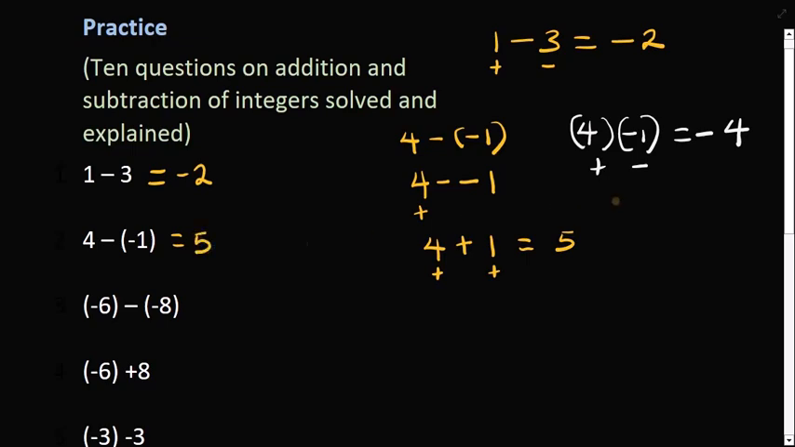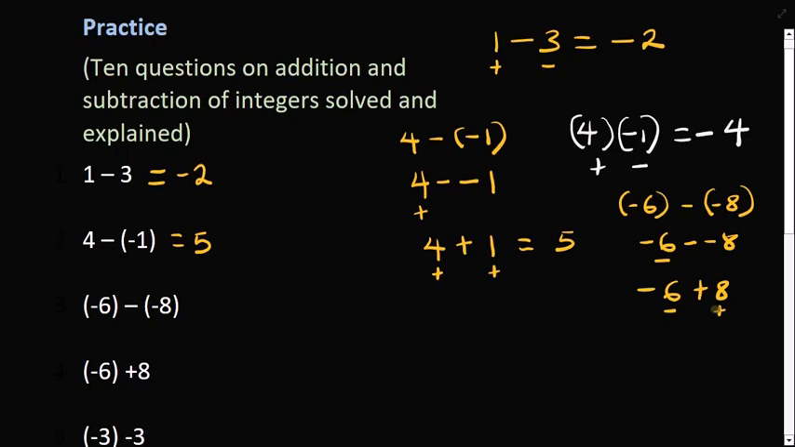The next one says minus 6, minus brackets minus 8. We have minus 6 here, minus minus 8. The sign of 6 here is negative, and the sign of 8 is not yet clear. So multiplying these two signs, we have minus 6, minus times minus is plus 8.